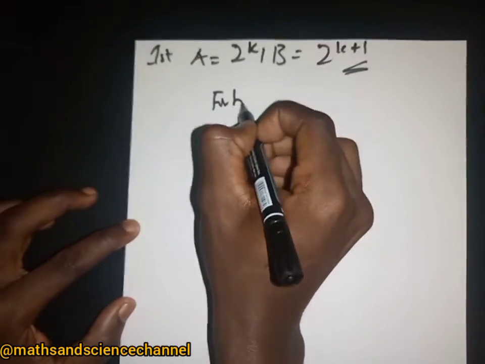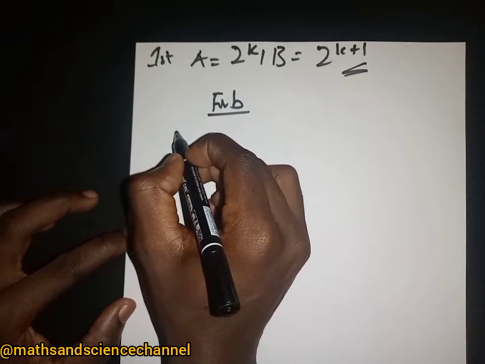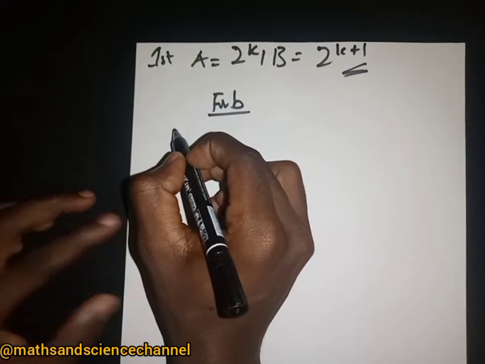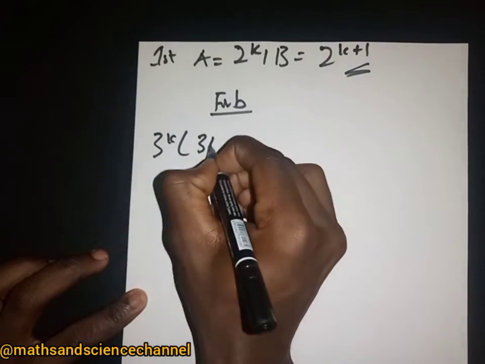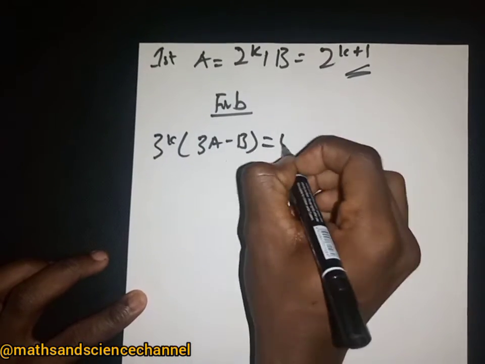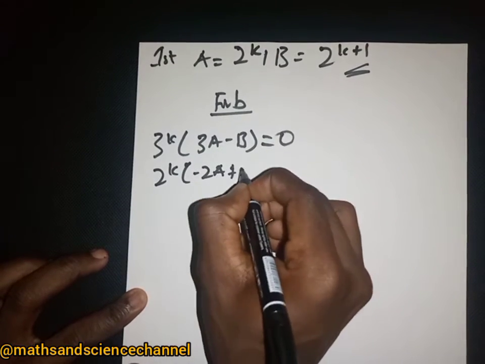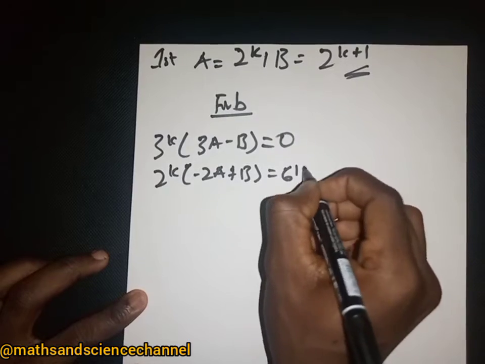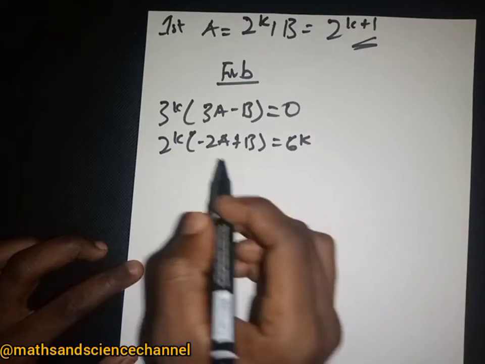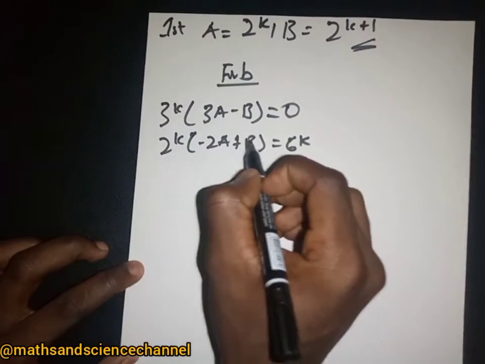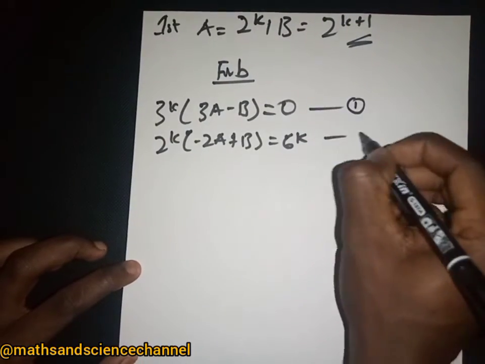Now for b, right, for the b part, we said 3 power k, then 3a minus b should be equal to 0, then 2^k minus 2a plus b is equal to 6^k. That is for the b part. So let's send this to the other side. So we have equations 1 and 2.